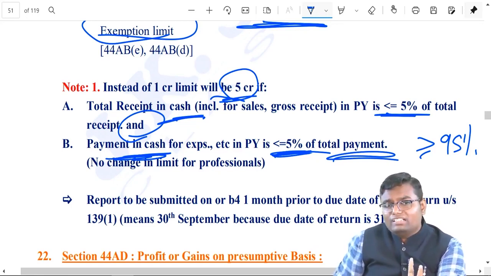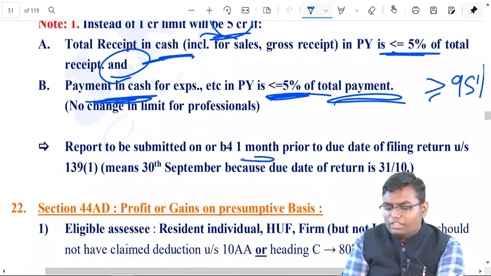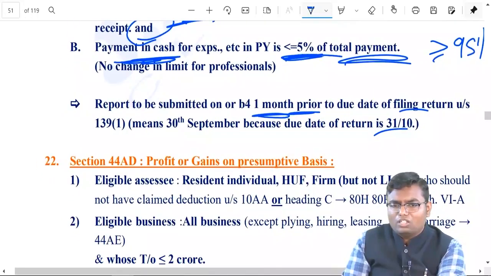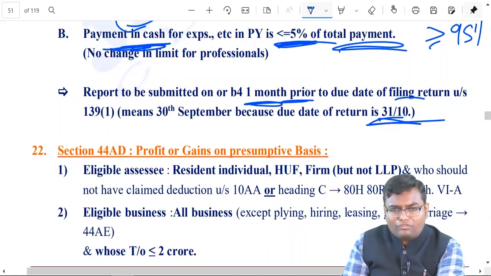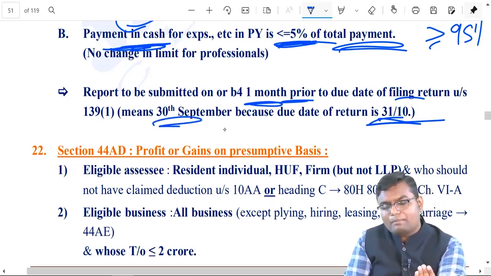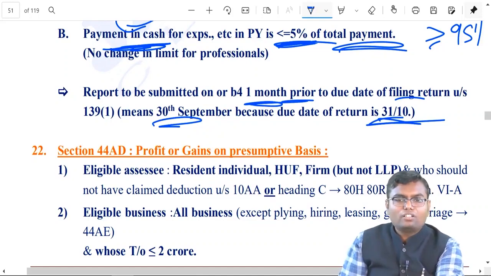Now, up to which date does the auditor have to submit the audit report? Before 1 month prior to the due date of filing return of income. For an audited person, the due date of filing return of income is 31st October of the assessment year. So the audit report submission date will become 30th September of the assessment year, 1 month prior to the due date of filing return of income.